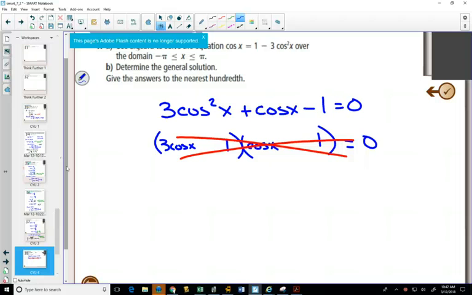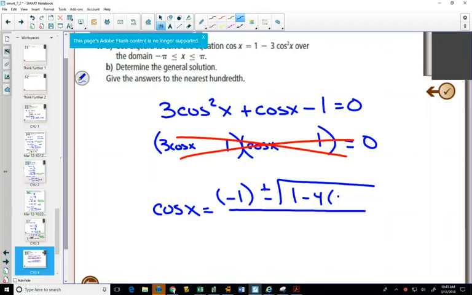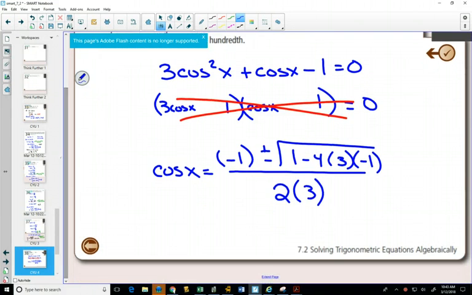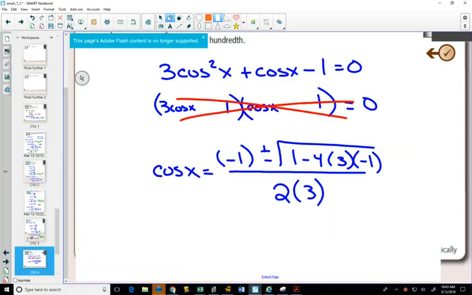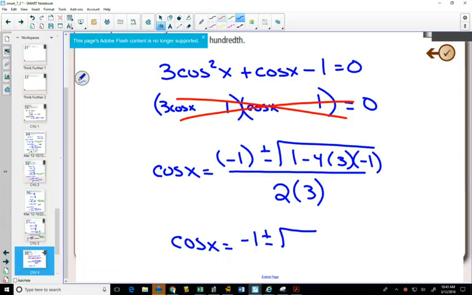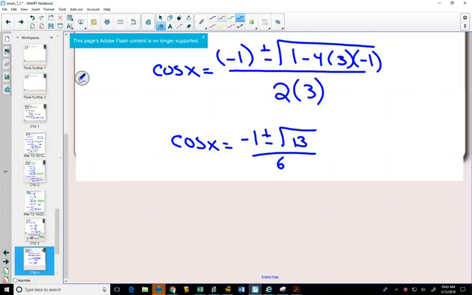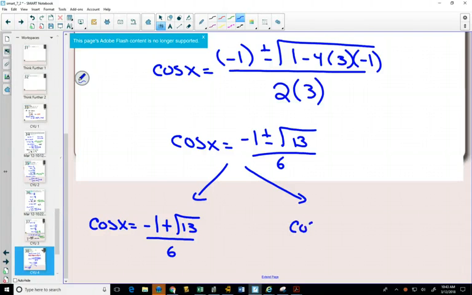Take out our formula sheet. It's set up for x squared, and it says x equals. We have cos squared, so we will write cos x equals negative b plus or minus the square root of b squared minus 4 times a times c, over 2a. And simplifying this gives us cos x equals -1 plus or minus the square root of 13 over 6. And what this means is we have two possible solutions. One is cos x is -1 plus the square root of 13 over 6. And one is cos x is -1 minus the square root of 13 over 6.